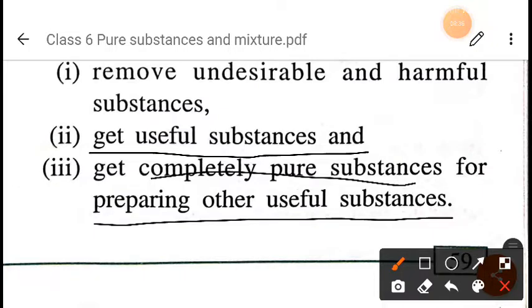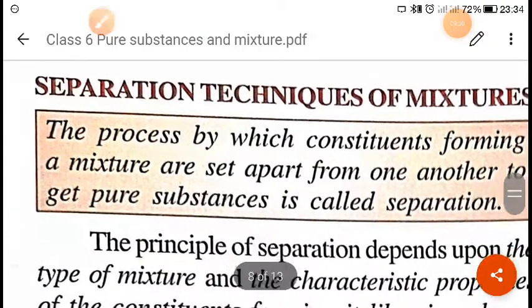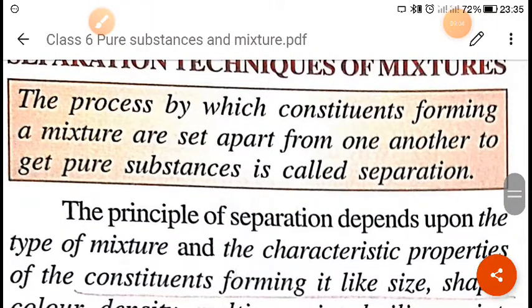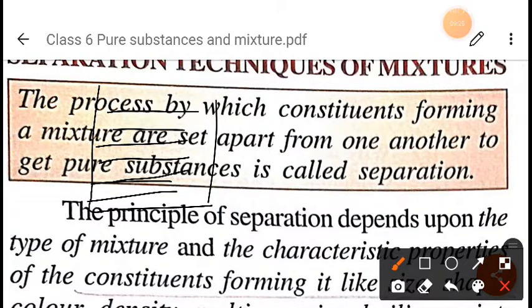First of all, we will see the definition of separation. A very good definition is given in your book. Separation is the process by which the constituents forming a mixture are set apart from one another to get a pure substance. I will give you one example. Suppose this is a container, and in this container there is salt water, the sea water. We will separate this.